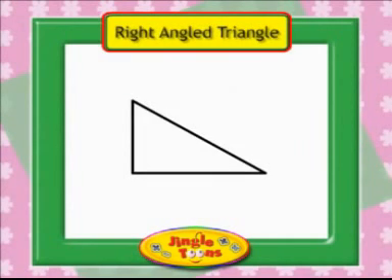Right-angled triangle. A triangle having one of its angles as right angle, 90 degrees, is called as right-angled triangle. Other two angles in this triangle are smaller than 90 degrees and the right angle is the largest angle in the triangle. The side opposite to the right angle is the largest side of the right-angled triangle in length and is called as hypotenuse.